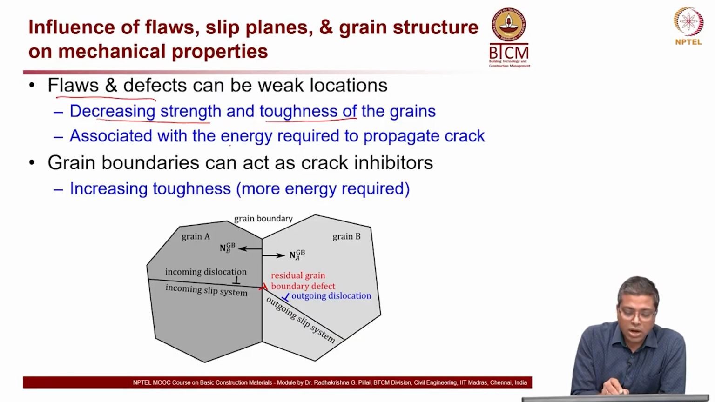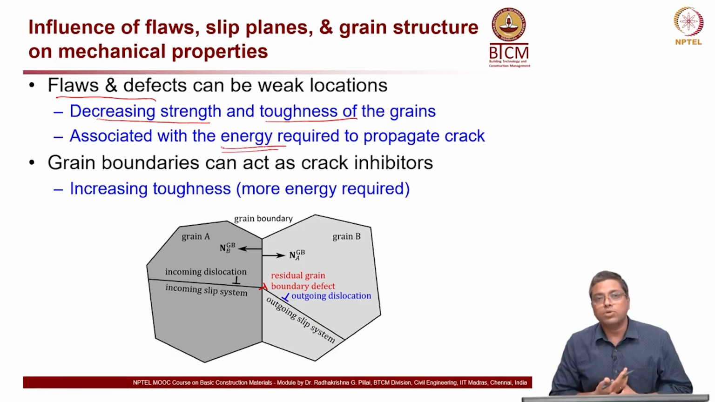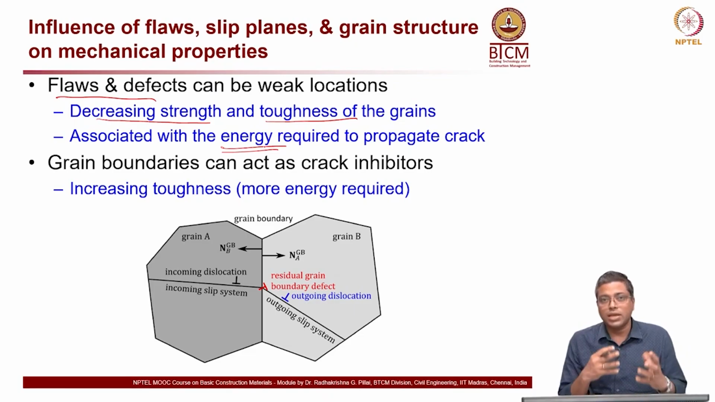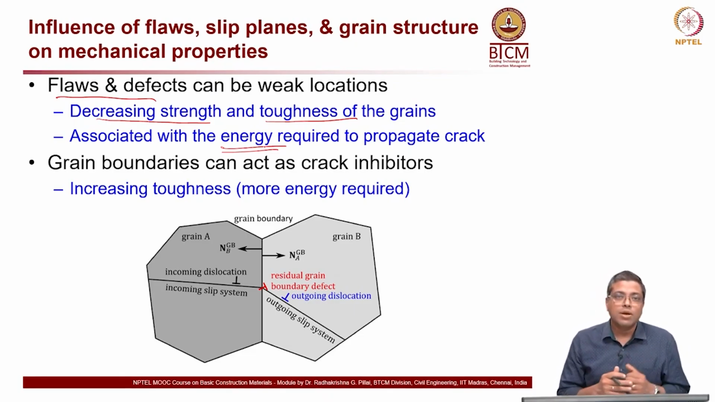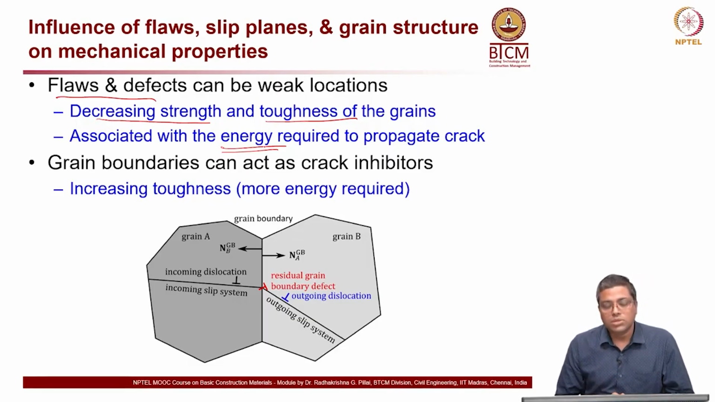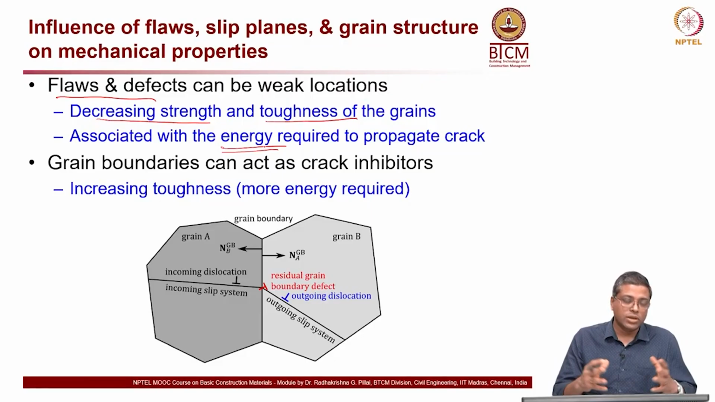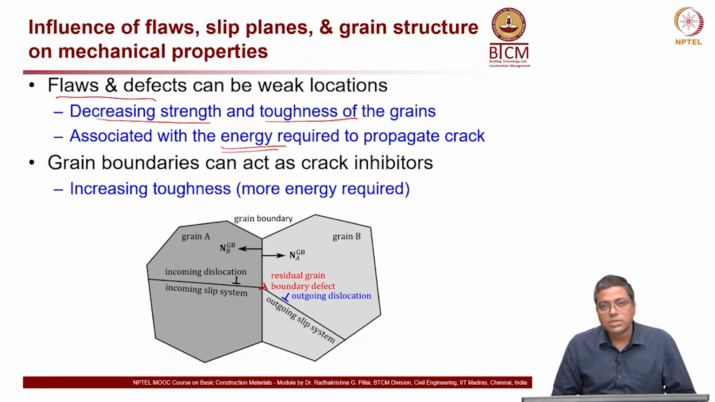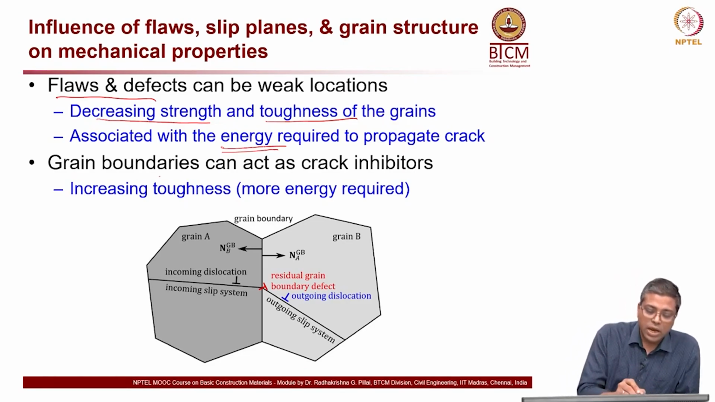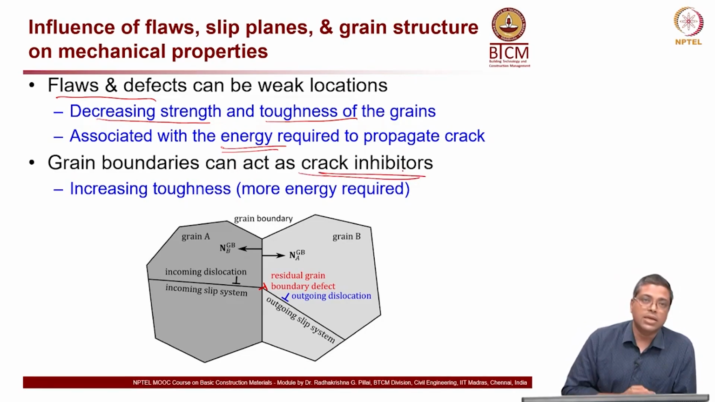Now, this is all associated with the energy required to propagate a crack. If there is a flaw, we can think of it as a crack, a micro crack maybe, but then there is some energy required to propagate that crack. That energy is the most important thing when we talk about toughness, and in the strength case also it matters a lot, because it has to lead to the fracture behavior. Here we are talking about the true stress at which the material fails, etc. Now, grain boundaries can act as crack inhibitors.